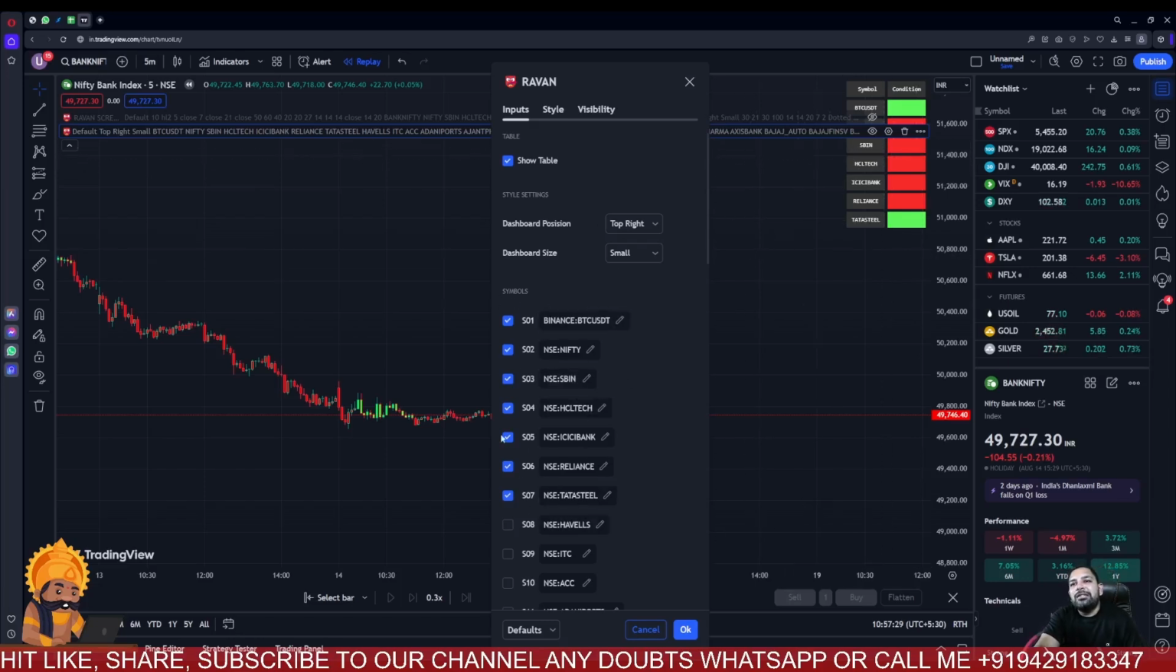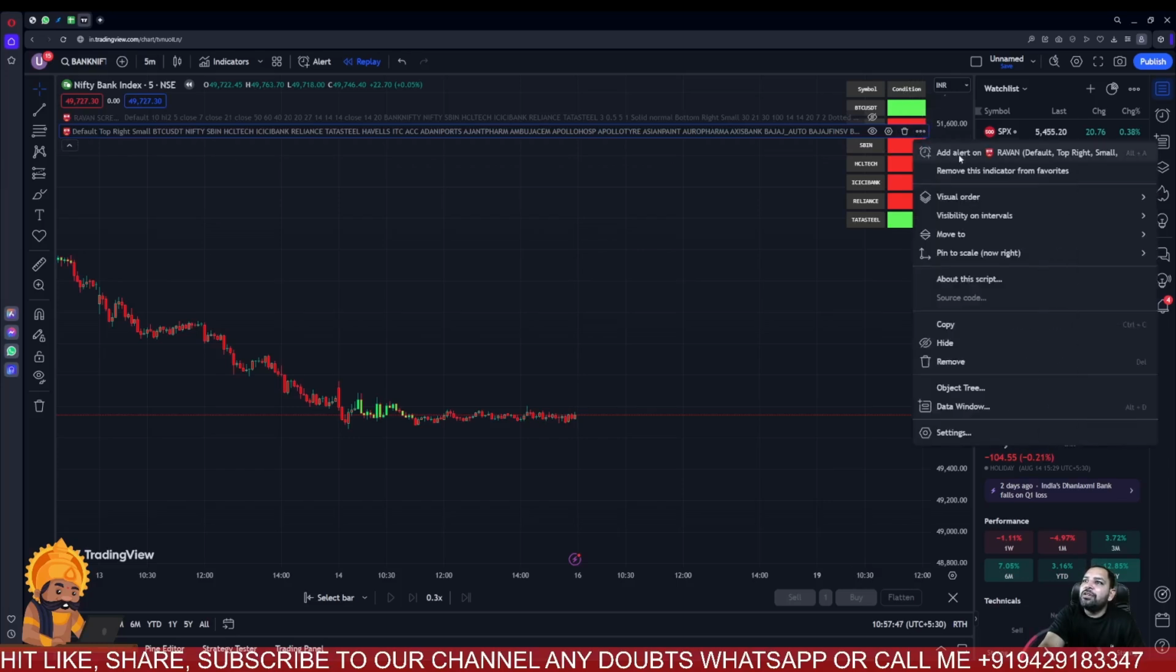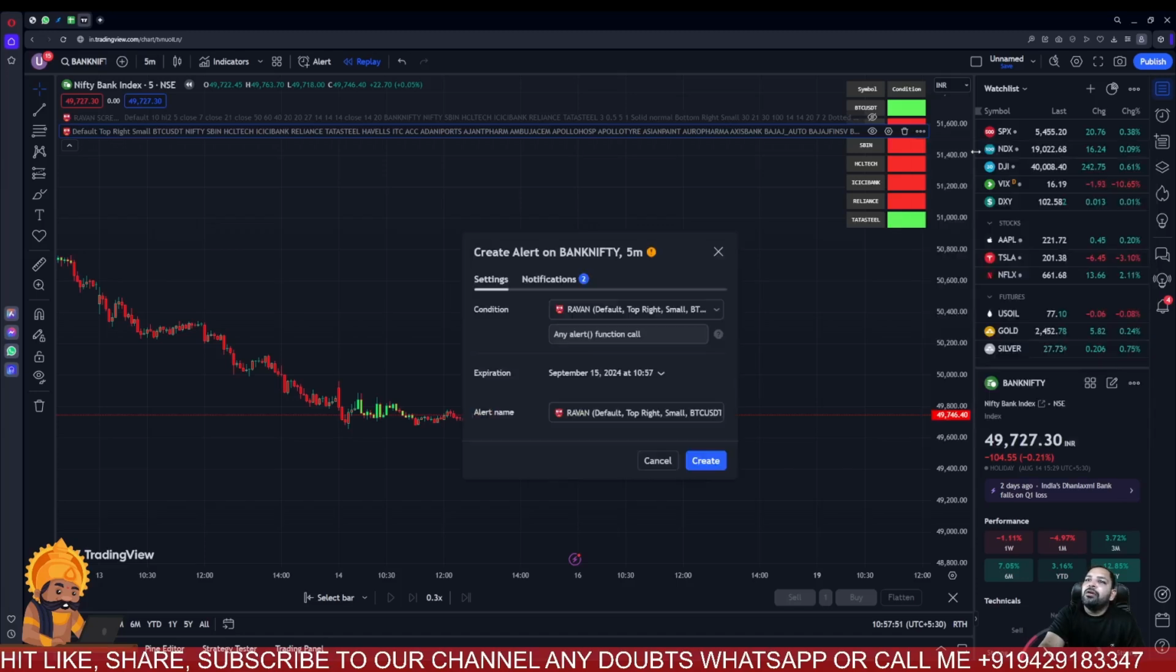Let's take an example that I have updated the 7 list, I want 7 alerts, and I have updated all the values. After that, click on the save as default option and just click OK. After doing this, click on this three dot menu for setting the alerts. Once I click on this three dot, you can see the first option, add alert on Ravan. Once I click on this, I will get this window.